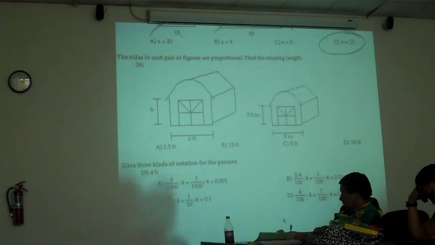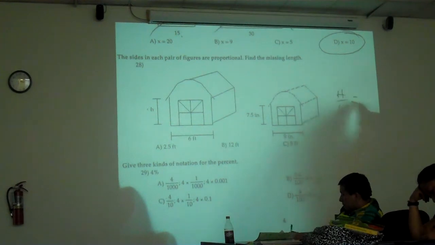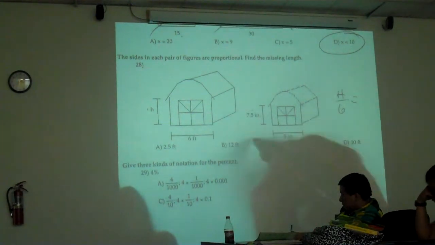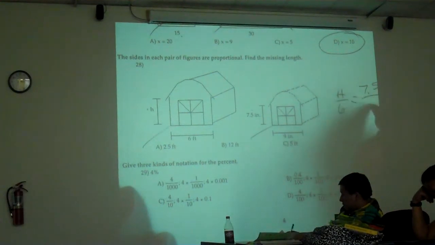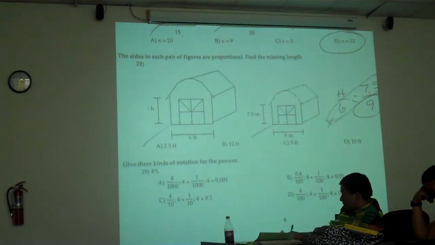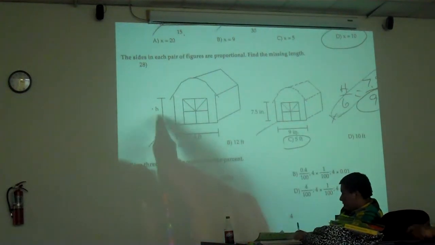Another one, h over 6 equals 7.5 over 9, right? This over this over this. 7.5 times 6 divided by 9. 5 feet. These were inches, these are feet, so your answer's in feet.